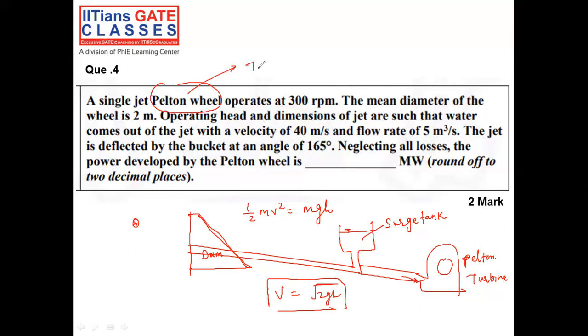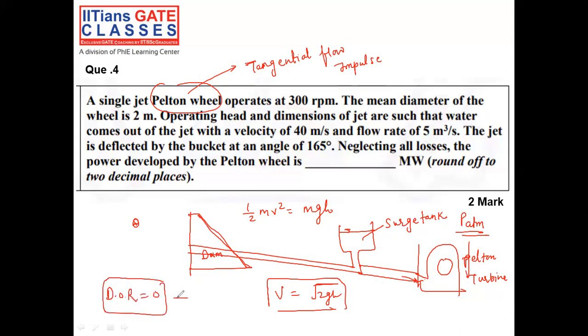That's why we call Pelton turbine a tangential flow impulse turbine, not reaction, because reaction will be coming by the pressure force. Of course, here in the whole turbine casing, the pressure is atmospheric. From inlet to outlet, the pressure will be atmospheric. There is no change in the pressure. That's why the degree of reaction is 0 for Pelton wheel.